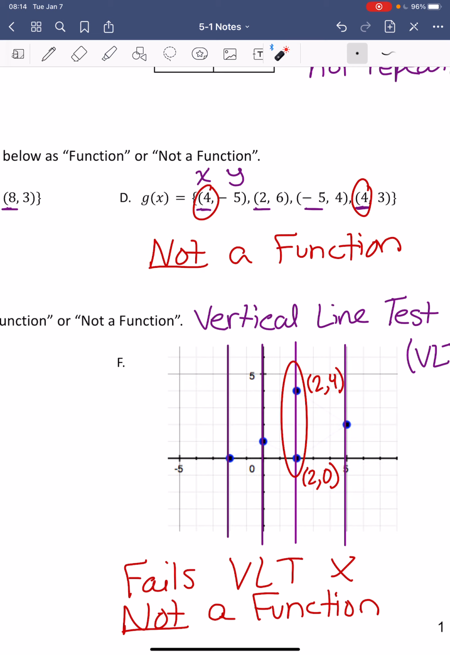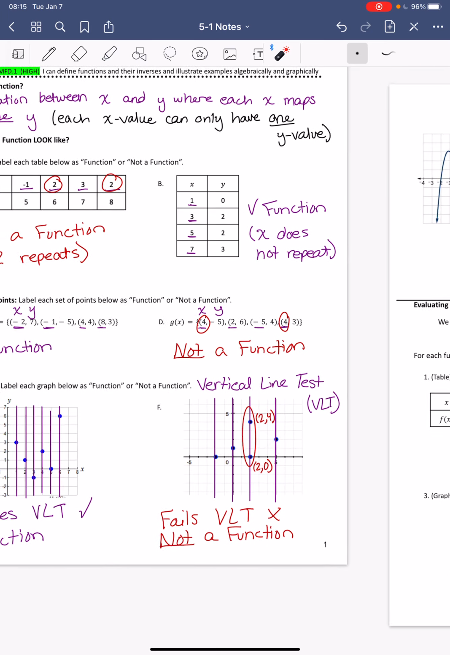So this is why when we have just points, we pay attention to if that first number repeats. This is what happens on the graph, visually speaking. This is why it's a problem. On the graph, we can clearly see that it fails the vertical line test. Off the graph, we just look and see, do these numbers in the front repeat? So this is what happens when they're put on a graph. They stack, and then they fail the vertical line test, so they are not a function.